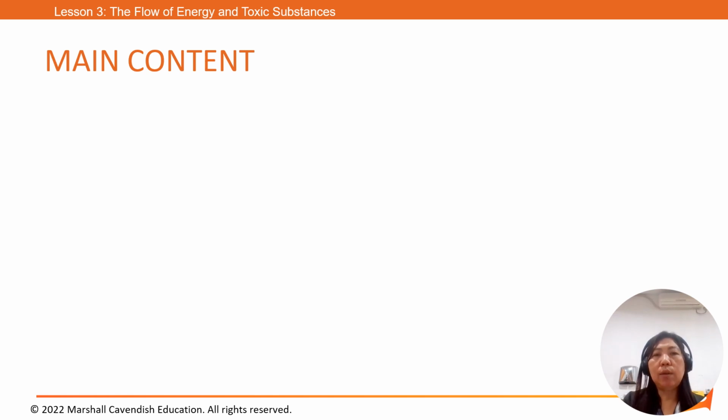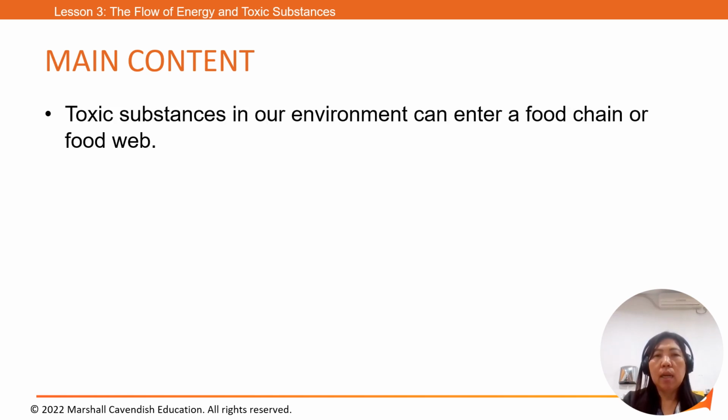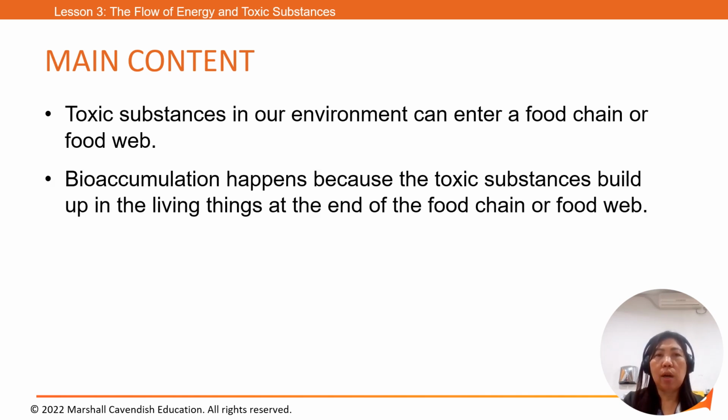Now let's continue with the next. The toxic substances can also be transferred along a food chain or food web. So how do toxic substances enter a food chain or food web? Toxic substances such as pesticides used in farming and mercury are absorbed by the producers.